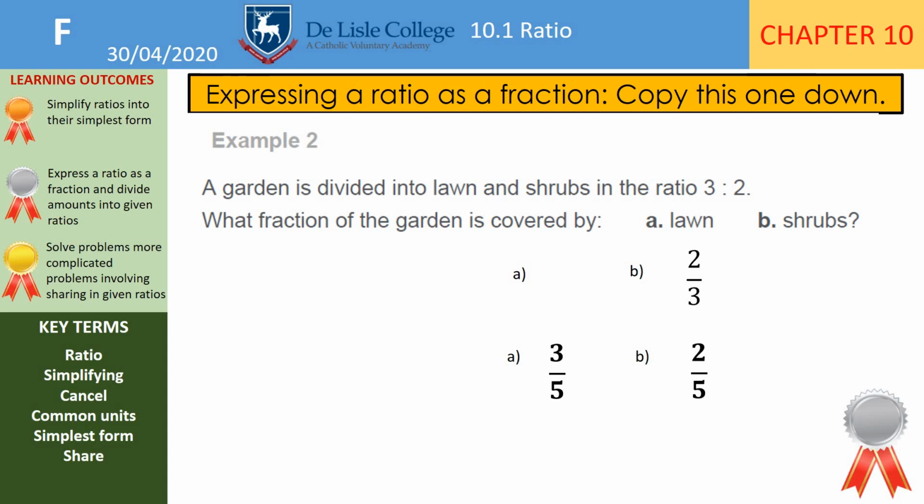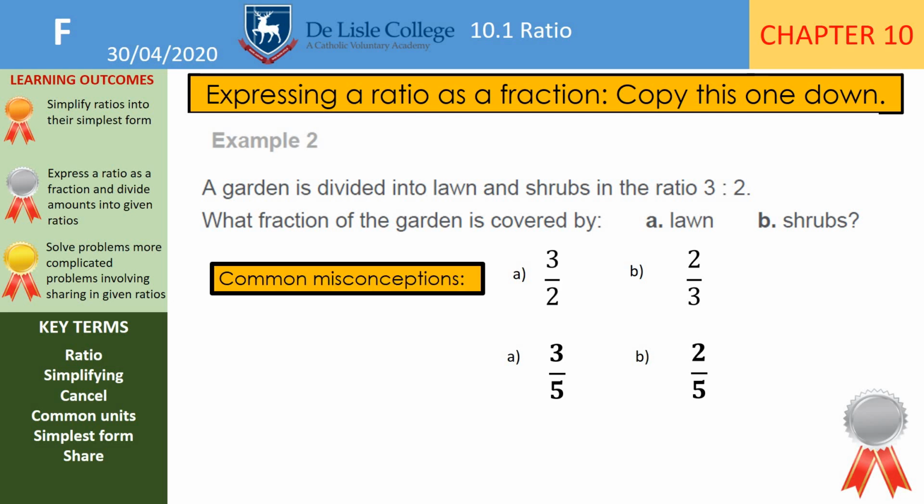Okay, part of the silver learning, expressing a ratio as a fraction. I would write this one down, even though it looks a little strange at the moment. A garden is divided into lawn and shrubs in the ratio of 3 to 2. What fraction of the garden is covered by lawn and shrubs?